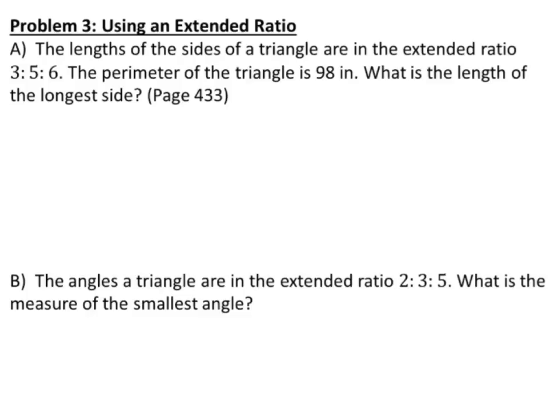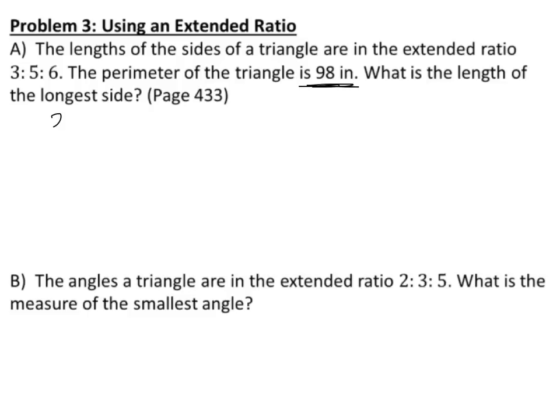In my last 2 examples, what if I'm talking about something with more ratios? Well, in this case, it's saying the side lengths of a triangle are in the ratio of 3, 5, and 6. So again, I have to figure out what did I simplify this ratio by. That's what the multiplier is. I'm looking for, or I have the perimeter is 98 inches. What is the length of the longest side?